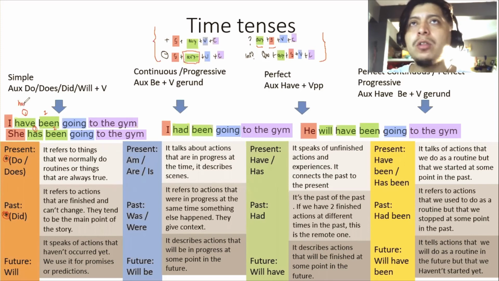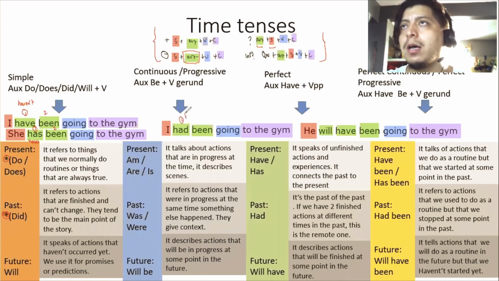I haven't been going to the gym. She hasn't been going to the gym. Remember, only the first part takes the negative. I hadn't, only the first part, I hadn't been going to the gym. In this case, we have 3 parts. When you have 2 parts, only the first part takes the negative. When you have 3 parts, it is the same rule. Only the first part takes the negative.